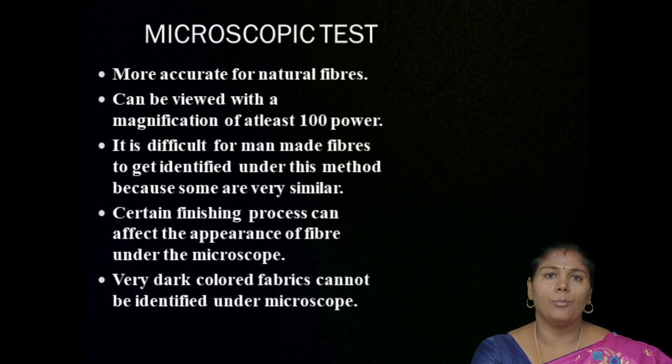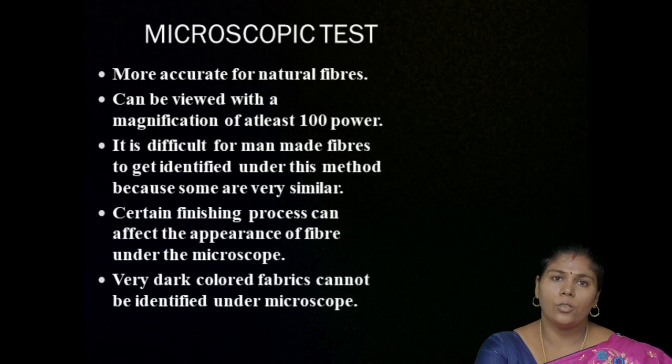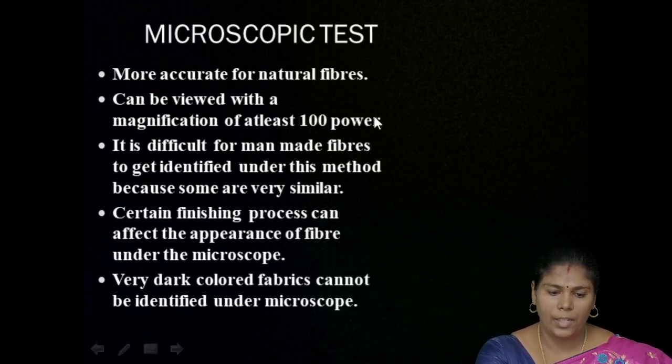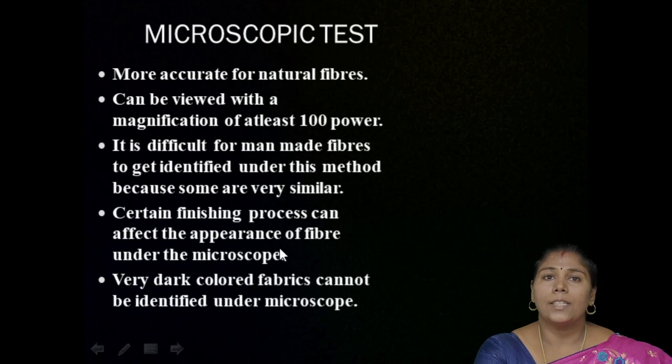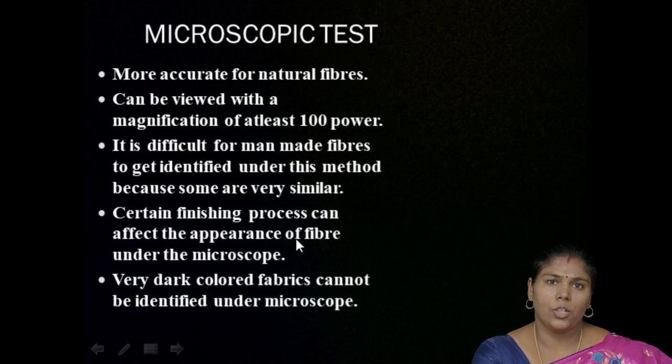The next one is the microscopic test. This test is most useful for identifying natural fibers. We can identify the structure of natural fibers under a microscope using 100 power magnification. It is difficult to identify man-made fibers as the structures of man-made fibers are similar in nature. Certain finishing processes of the fabric may affect identifying the structure under the microscope. Also, very dark color fabrics cannot be identified under the microscope.